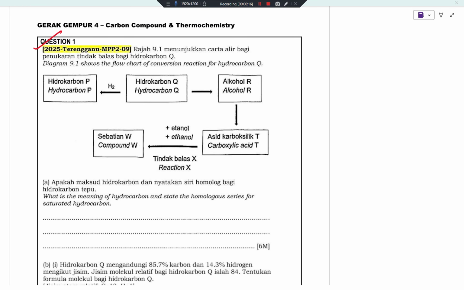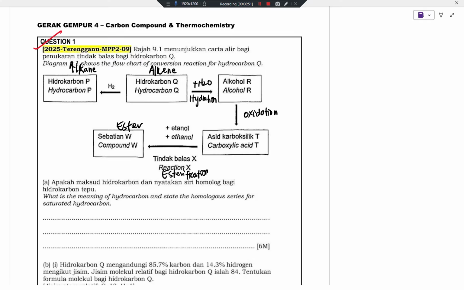Okay, so hydrocarbon Q, you do the hydrogenation. So this must be alkene, this must be alkane, because you can do hydrogenation only for alkene. It becomes alcohol, so you add H2O, which is hydration, and then for the alcohol you do oxidation to get carboxylic acid, and carboxylic acid plus ethanol, we call it esterification, and it becomes the ester, more or less like this.